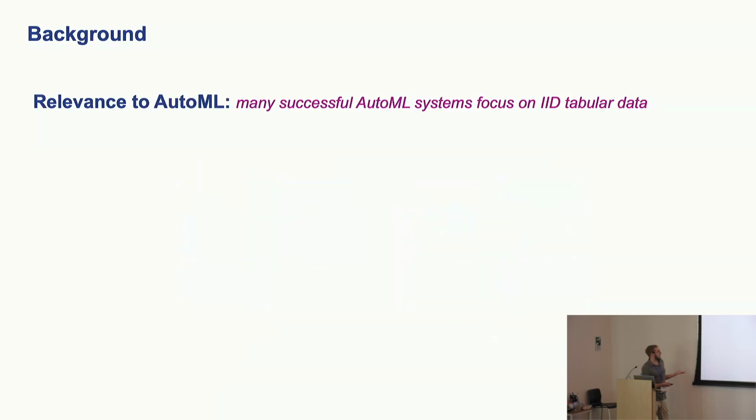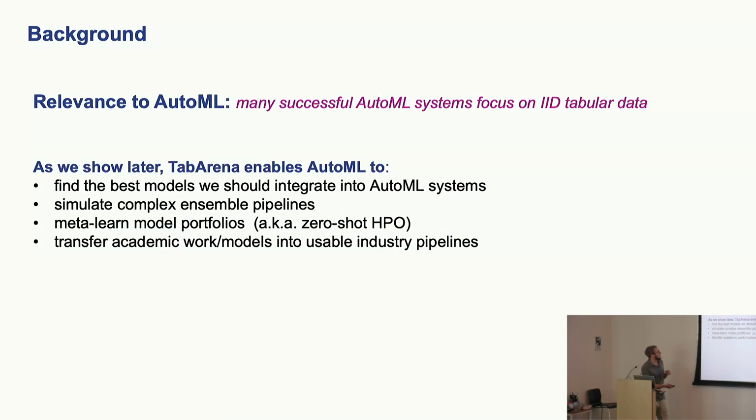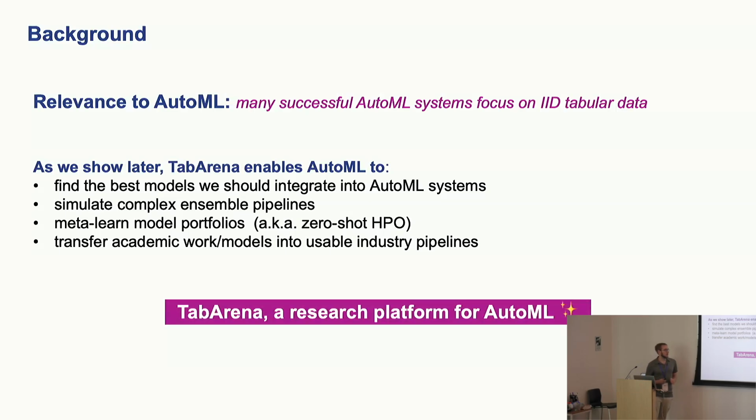So many successful AutoML systems focus on IID. What we want to do in TabArena is find the best models we should integrate into AutoML systems. Not only is a proper benchmark able to articulate the state of the art for individual methods, but it should also be able to tell you how you should build your AutoML system in some way, as well as being able to simulate complex ensemble pipelines, which I'll get into, and meta-learn model portfolios.